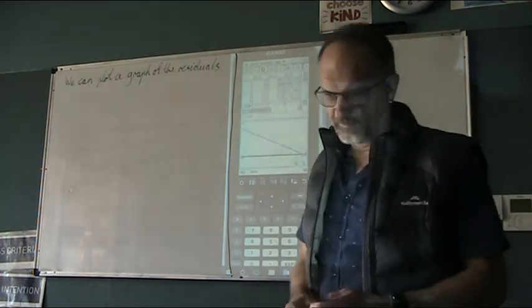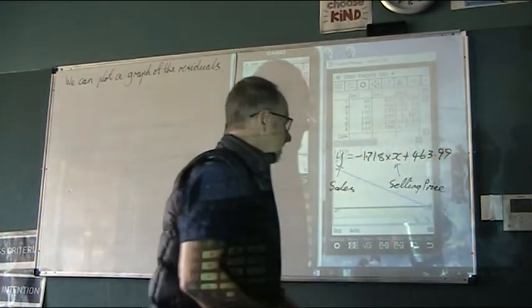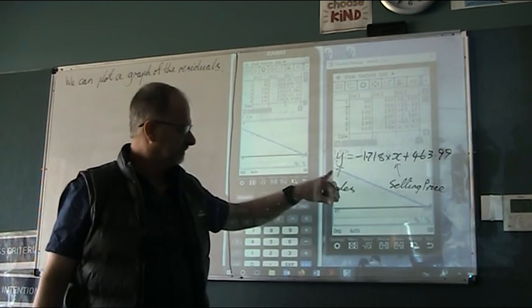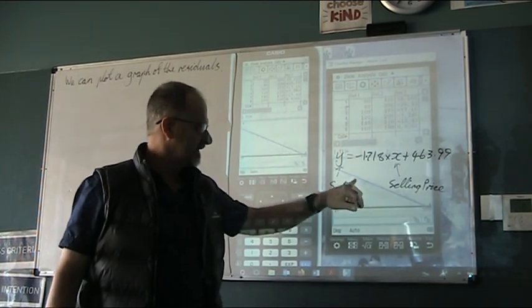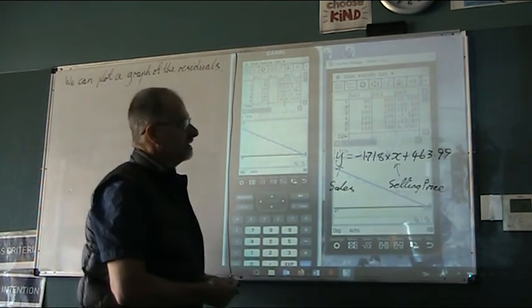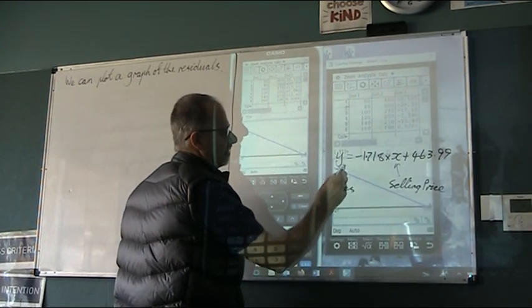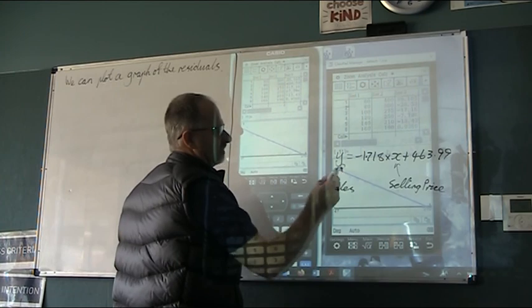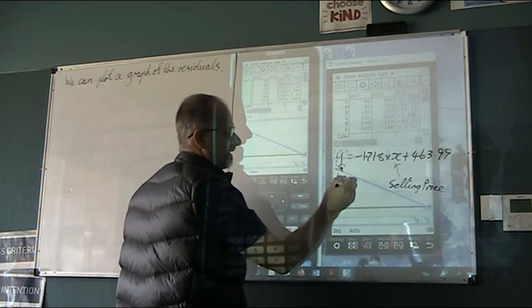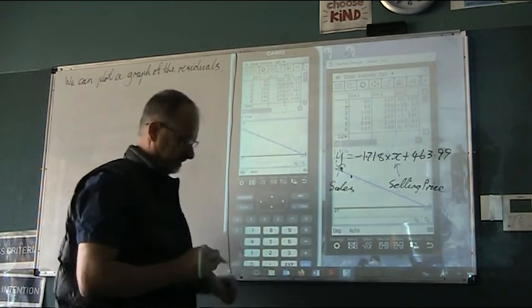And then underneath it gives our normal regression line and our data points. So the first data point has a positive residual, the second one a negative residual, and so on.